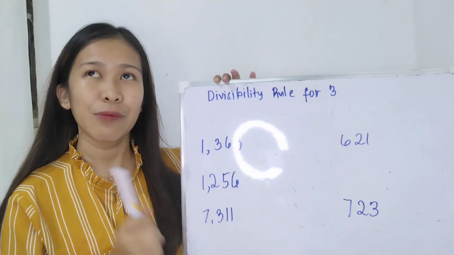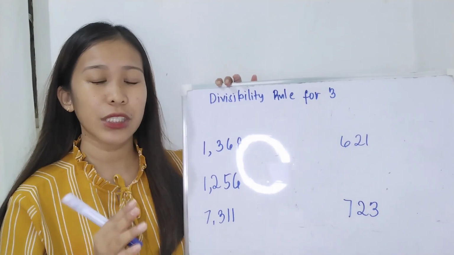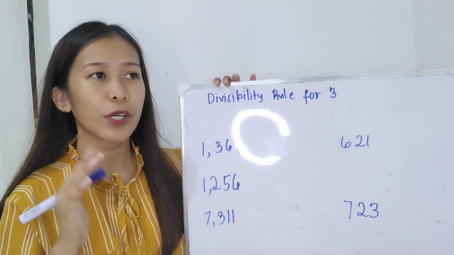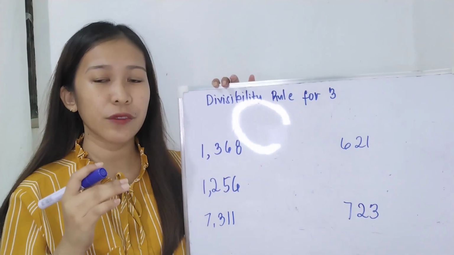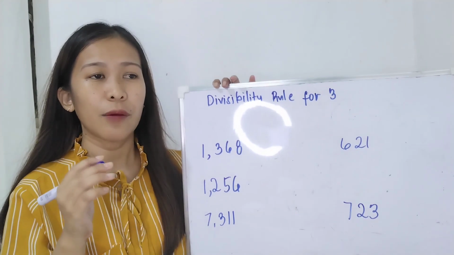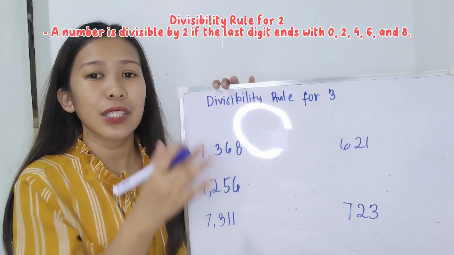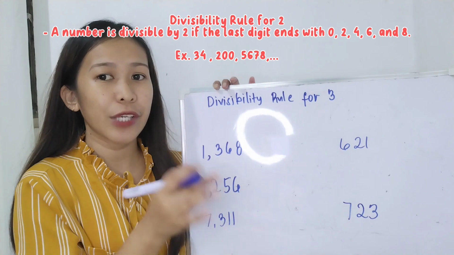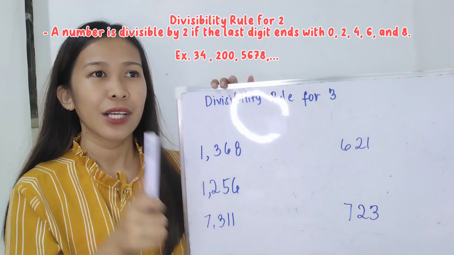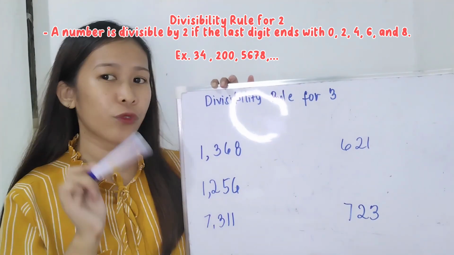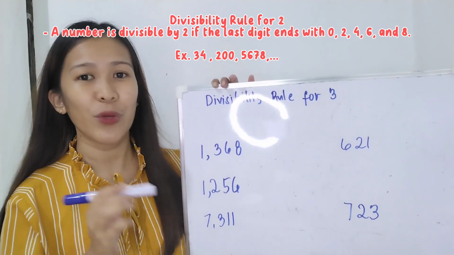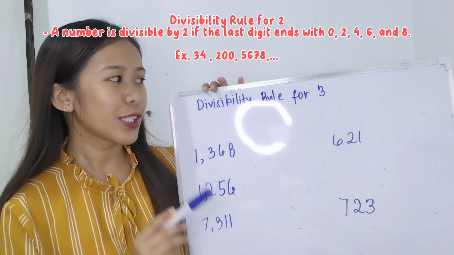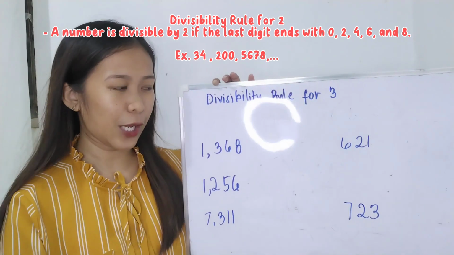Okay, and the last time, I already uploaded the divisibility rule for 2. So if you want to know if a number is divisible by 2, just always remember that the last digit of that number should be an even number, like it ends with 0, 2, 4, 6, 8. That way you will know that the number is divisible by 2. But now, let's go with the divisibility rule for 3.